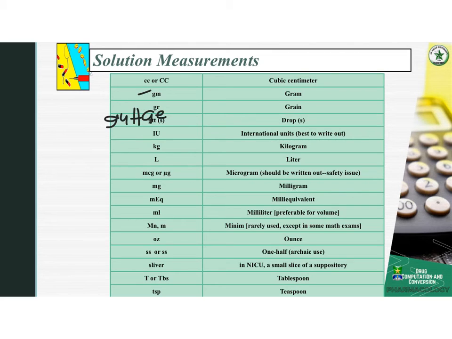So we have sliver. In your neonatal intensive care unit, it's a small slice of a suppository, gamay nga slice sa suppository. That's a sliver. Then we have T or TBS for tablespoon and TSP for teaspoon. So these are some of the most common abbreviations in solution measurements.